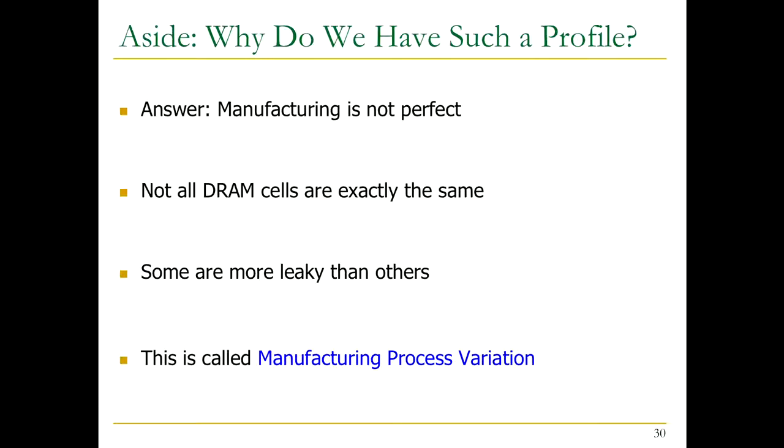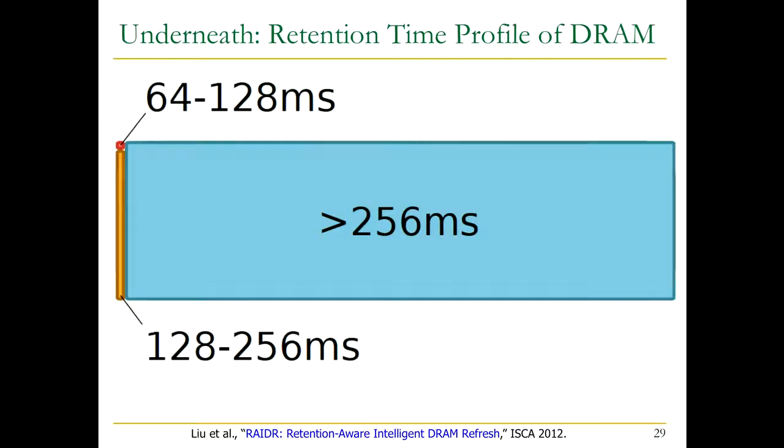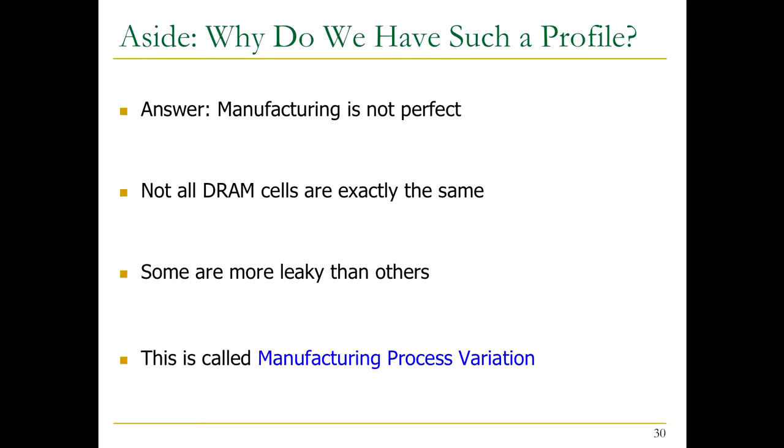There's also another kind of variation, which is temperature variation. At high temperatures, cells leak much faster. This is true of everything. At high temperatures, humans also sweat much faster, right? You're leaking much faster in a sense. You're no different from DRAM cells. But at low temperature, cells don't leak as fast. So if you're operating things at low temperature, that profile gets exacerbated. Basically, you find even fewer cells that need to be refreshed very often. Okay, that sounds fun, right?